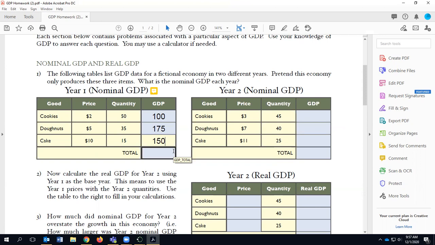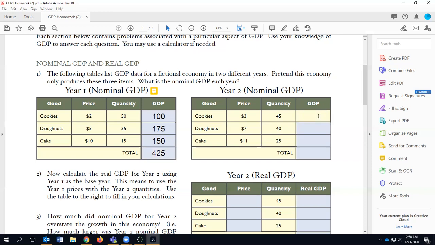Oh, that's why I handed it to you. 375? I got 425. Double check me. Yeah, 425.